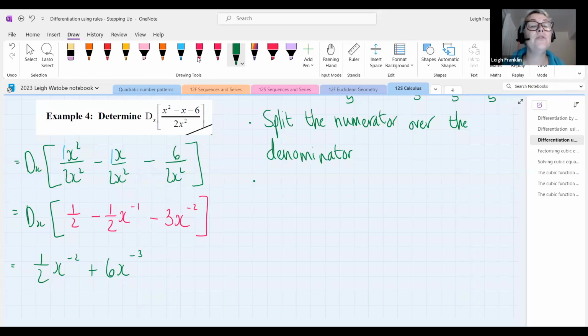Okay, so here, matrix, there's going to be a mark for splitting, simplifying it accurately, and a mark on each term. Okay, any questions?